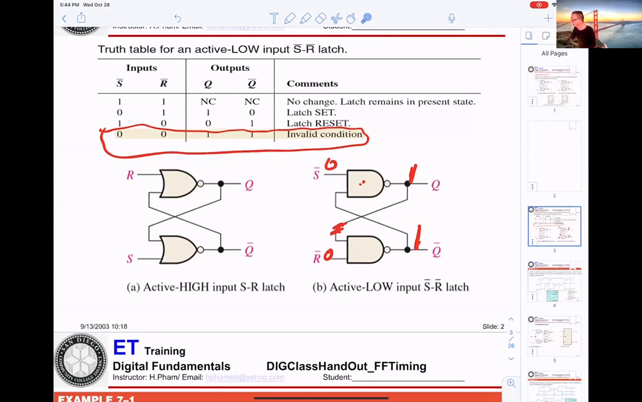Okay, so now you understand. Okay, so normally for the flip-flop, you get the table telling you when you get the input, what the output.